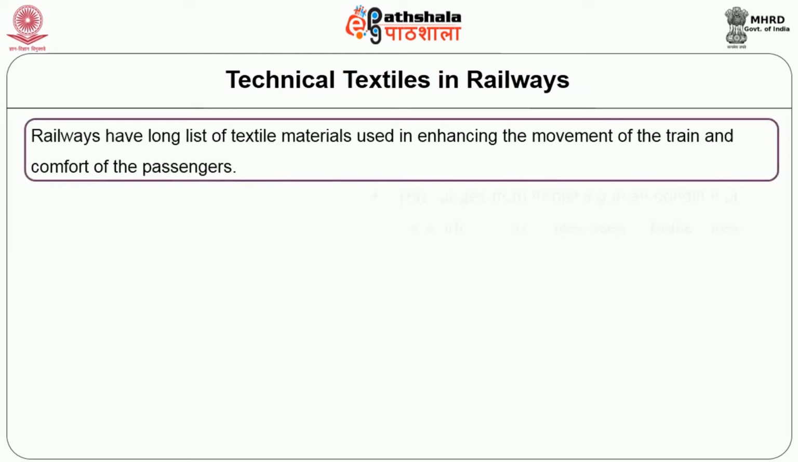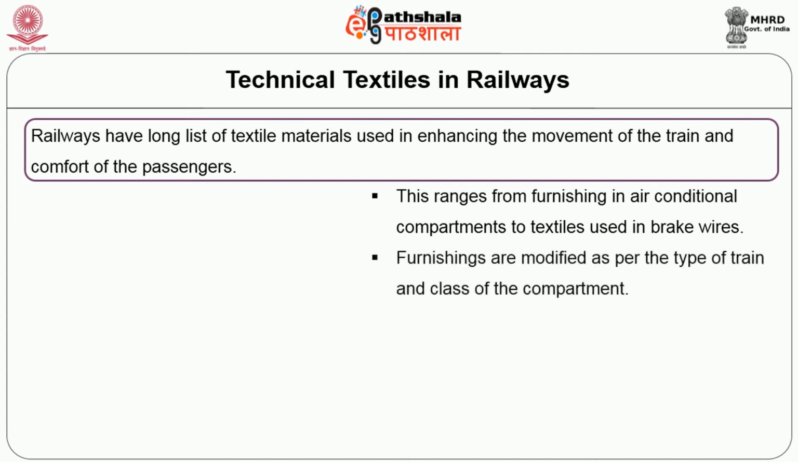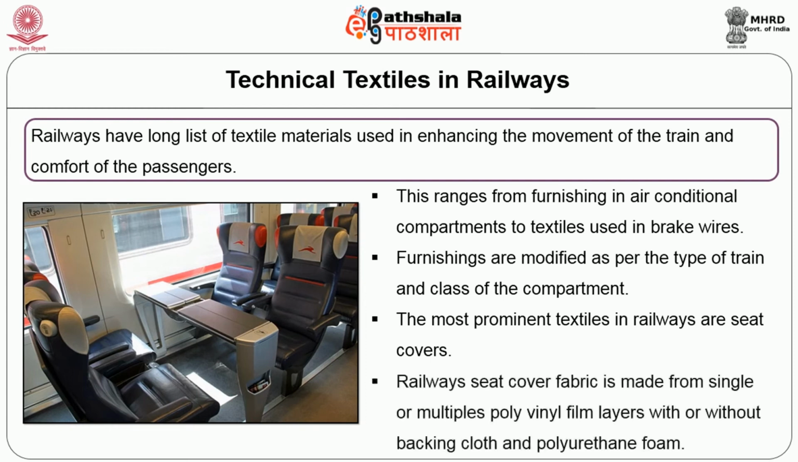Now we shall see the technical textiles in railways. Railways has a long list of textile material used in enhancing the movement of the train and comfort of the passenger. This ranges from furnishings in air-conditioned compartments to textiles used in brake wires. Furnishings are modified as per the type of train and class of compartment. The most prominent textiles in railways are seat covers. Railway seat cover fabric is made from single or multi polyvinyl film layer with or without backing cloth and polyurethane foam.